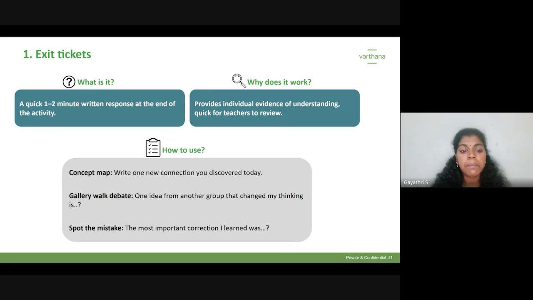So how do you use it, right? If you're doing a concept map, you can ask them, what is one new connection they have discovered today? Concept map is connecting concepts, right? Or if you're doing a gallery walk debate, you can ask them, what is one idea from a different group that helped you change your thinking? With respect to spot the mistake, you can ask, what is the important correction I learned, right? So this not only keeps you doing the activity, but is also a simple method to understand whether the children got the point or not. So this is exit ticket, which you can use if you have 1 or 2 minutes, and if you have time to review the answers, go for it.